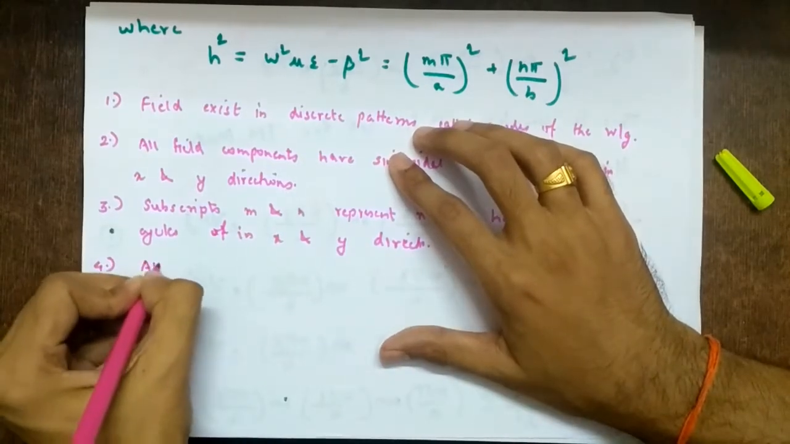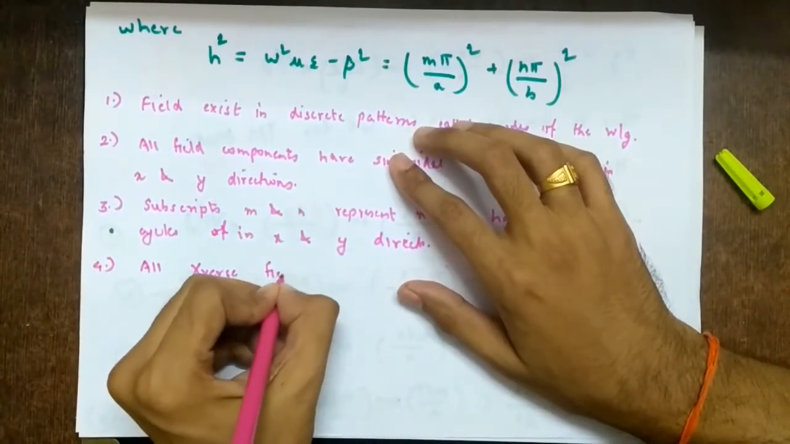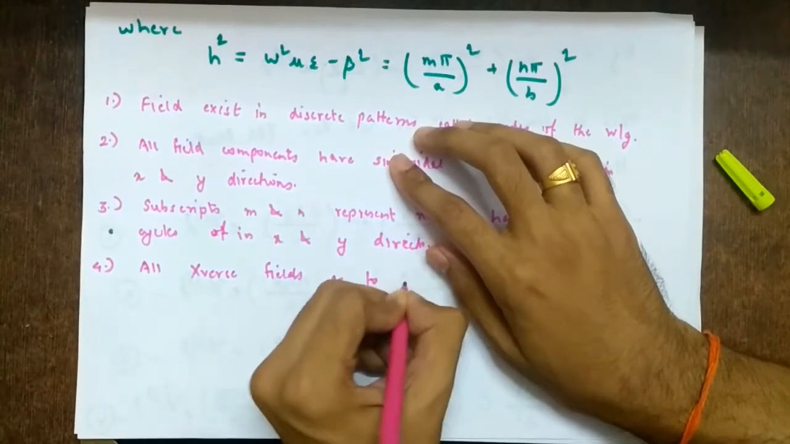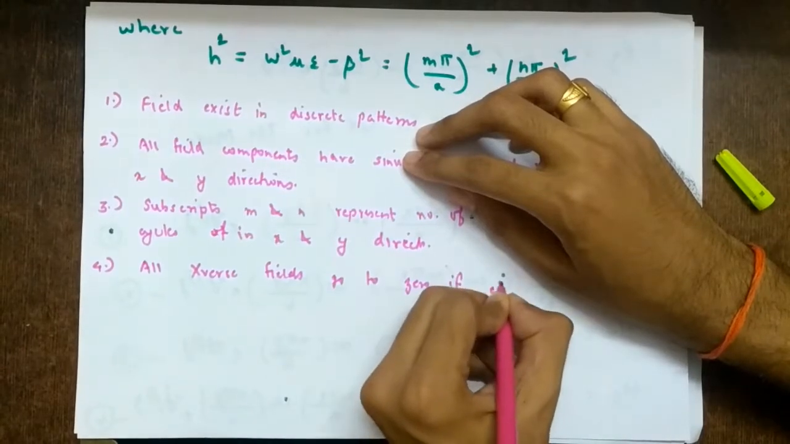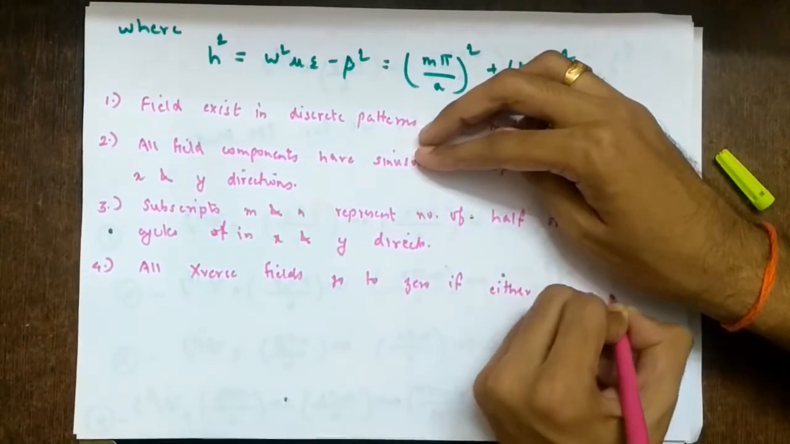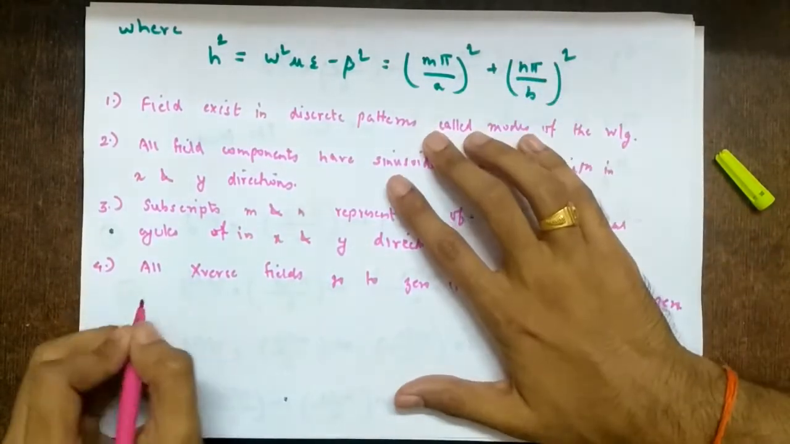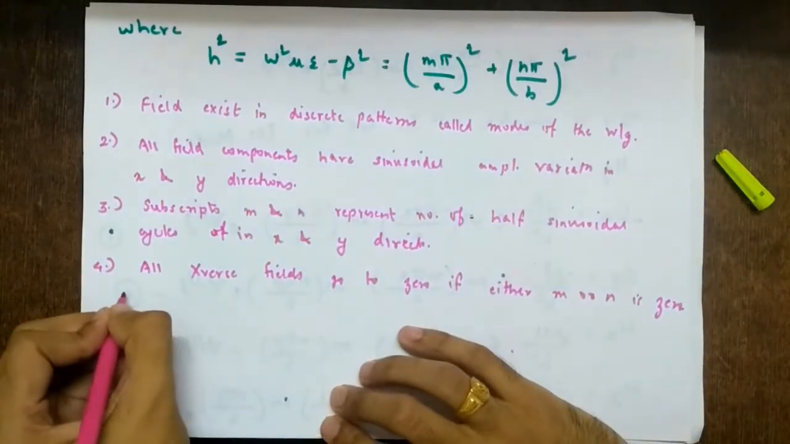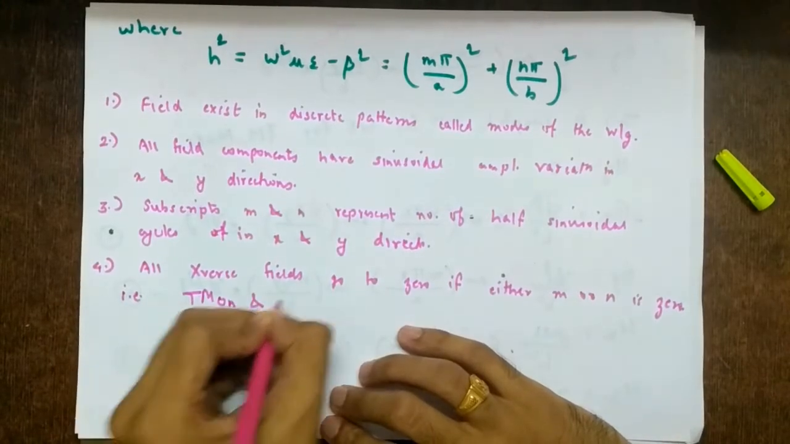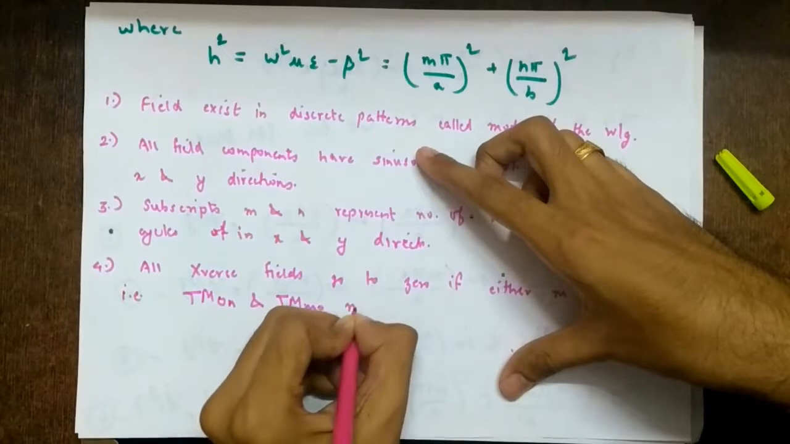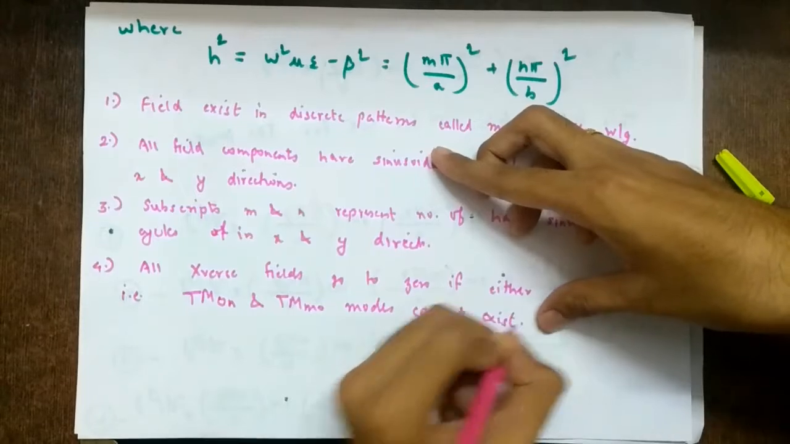So we say all transverse fields go to 0 if either m or n is 0. That means we can say that TM0n and TMm0 modes cannot exist.